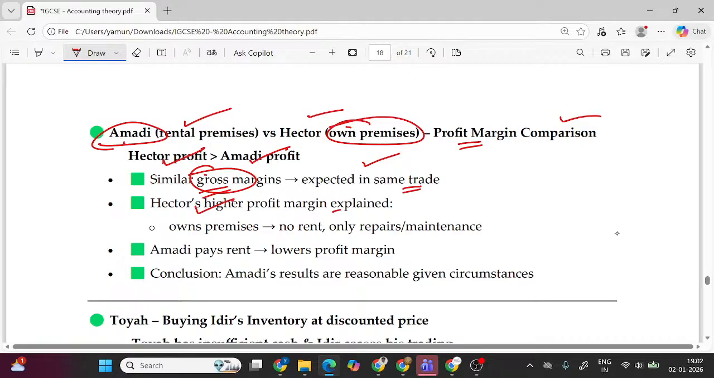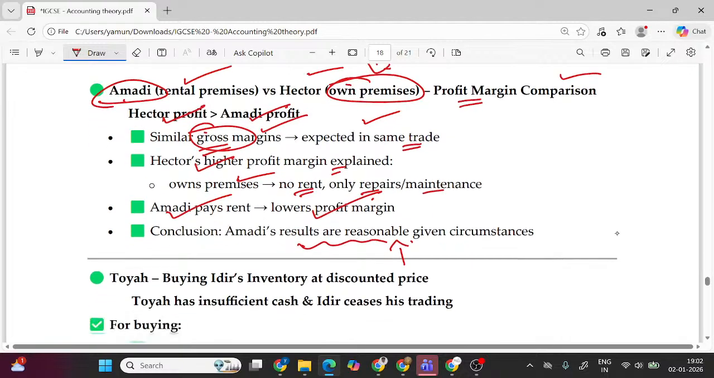Hectare's higher profit margin, explain more premises why. See, Hectare's profit is more than Amadi's, why? Because he's having his own premises, no rent. See, the gross margins are the same, but profit is higher for Hectare. Only repairs and maintenance he is going to do, but Amadi has to pay the rent. That's lower in the profit margin. So his businesses are reasonable under the given conditions.